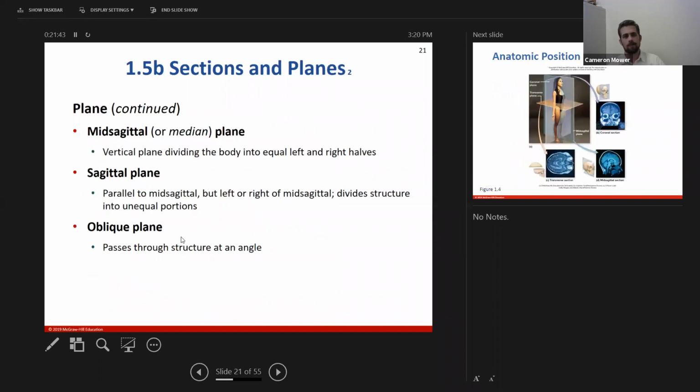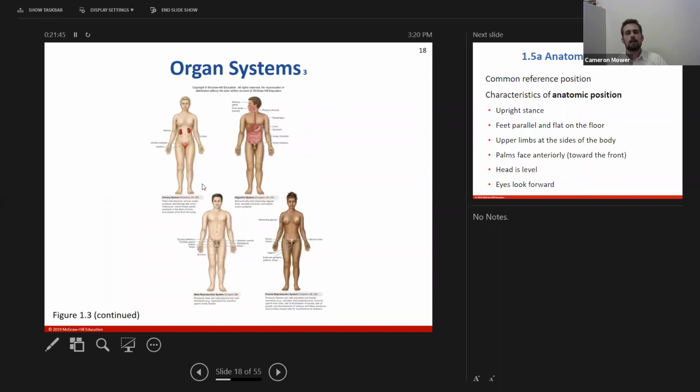Okay, let me back up here. Each one of these pictures is anatomical position, except for this one who's looking off to the side. Come on, dude. Of course, that's to display the upper respiratory system. But this is an anatomical position right here. Eyes are faced forward, head is level, palms are faced anteriorly, feet are apart, parallel and flat on the floor.